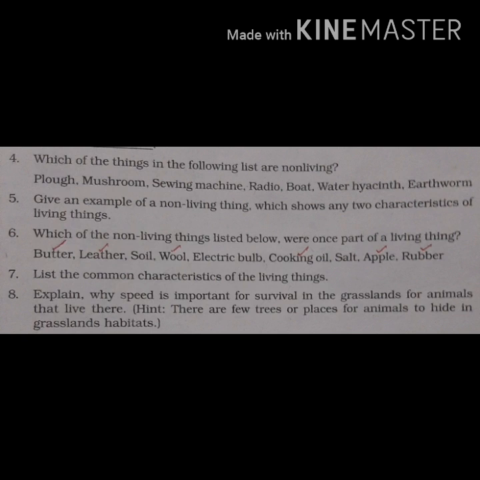Animals in the grasslands have very few plants to hide. The prey has very little place to hide from the predator, and the predator also has very few plants to hide behind to catch the prey. For example, the lion has to run fast to catch the prey, that is the deer, and the deer should also have high speed to escape from the predator, that is the lion. So all the animals in the grasslands should have high speed in order to live in that habitat.